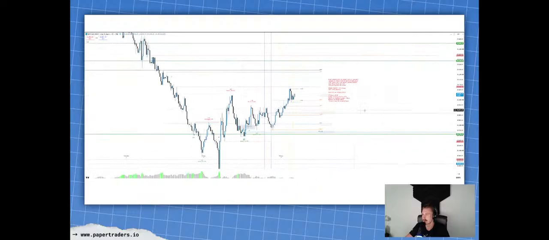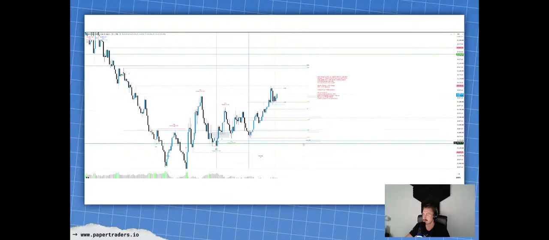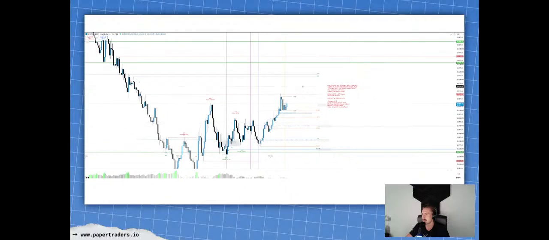Swept that liquidity here. See if it will let me. There we go. We have this tiny little fair value gap right there. We also have this fair value gap right here.